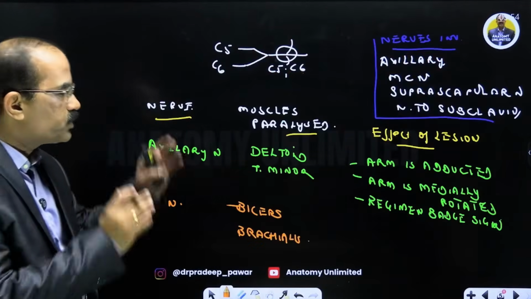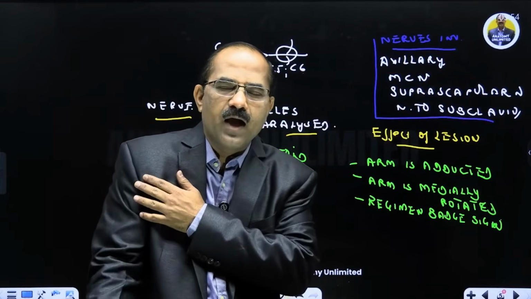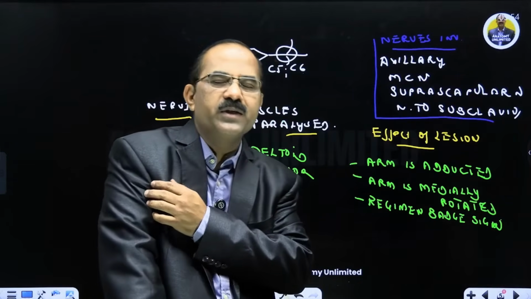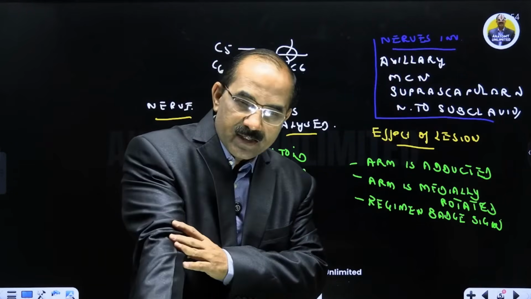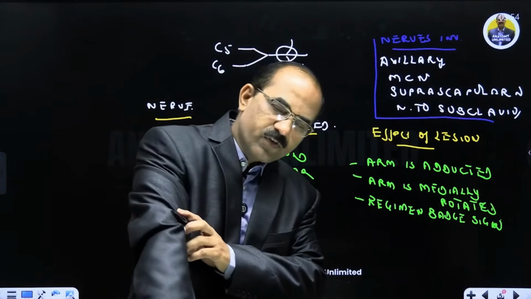So how is the position of upper limb? देखो, position of upper limb कैसा है? Arm is adducted. Arm is medially rotated. Arm adduct हो गया. Arm medially rotated हो गया. Forearm is extended. The forearm is pronated.